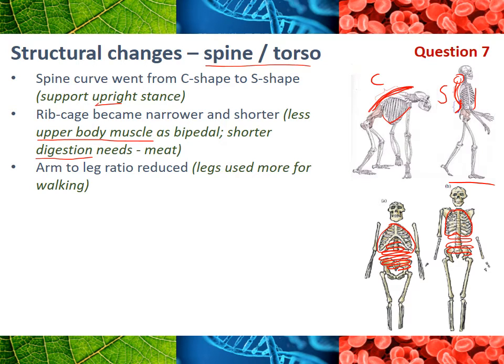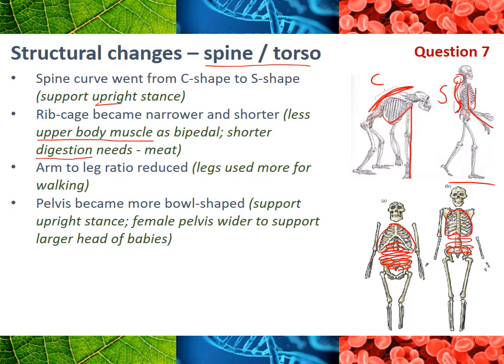We also got a smaller arm to leg ratio. Okay, so basically what that means is even though all primates have relatively long arms compared to our legs, ours are shorter than, say, a gorilla or a chimp. Again, because we don't need them for walking. Our needs, the way we use our arms, are a little bit different.